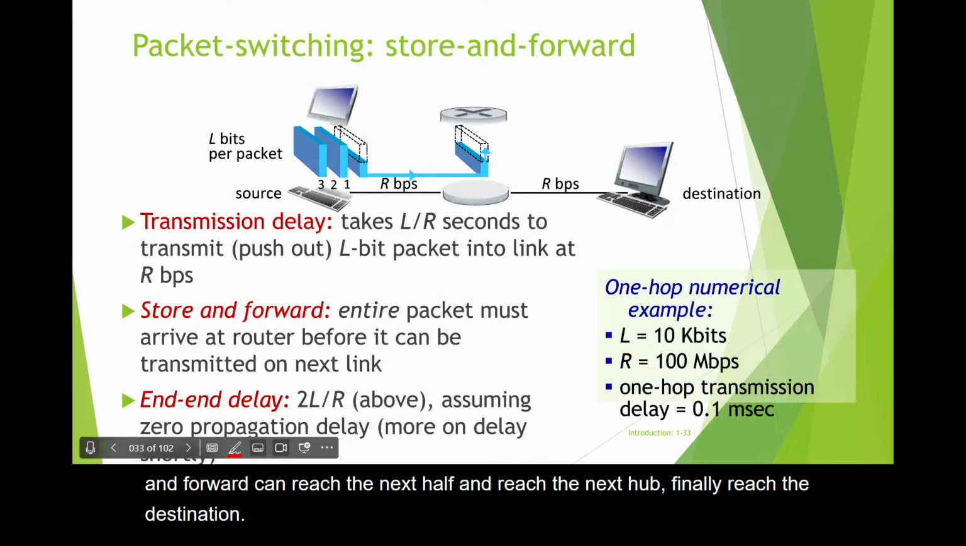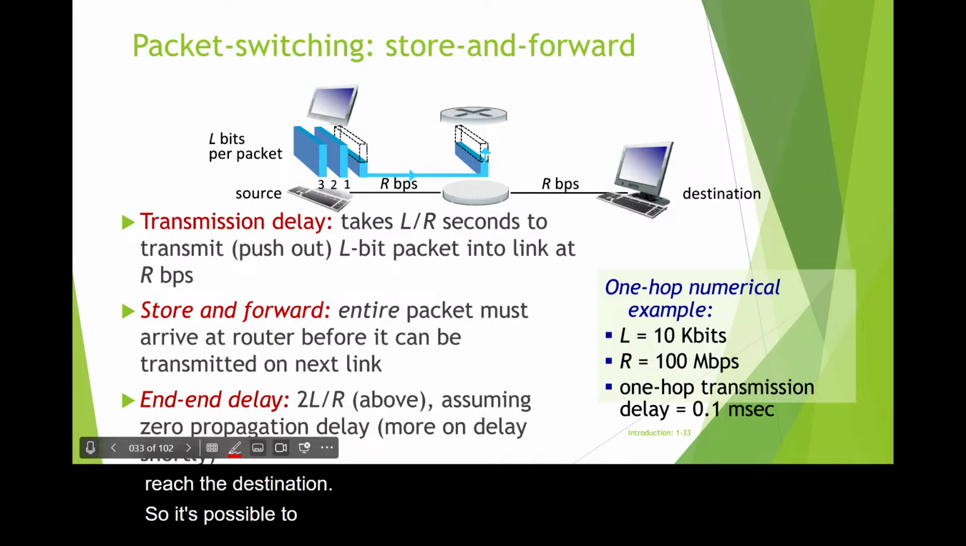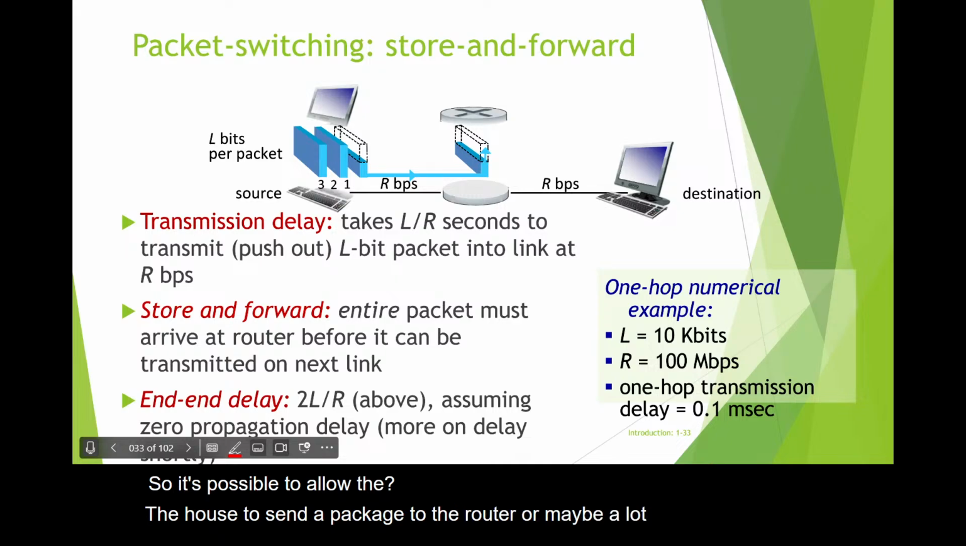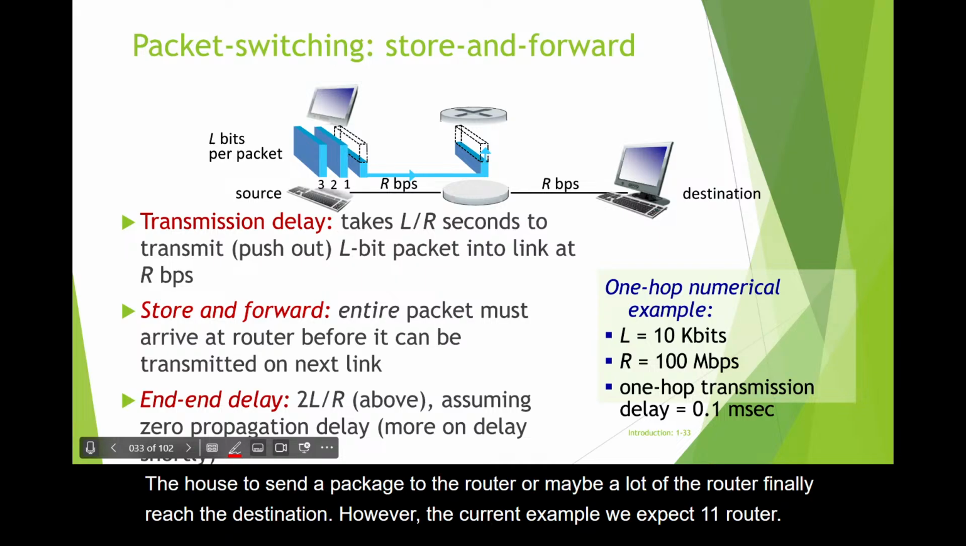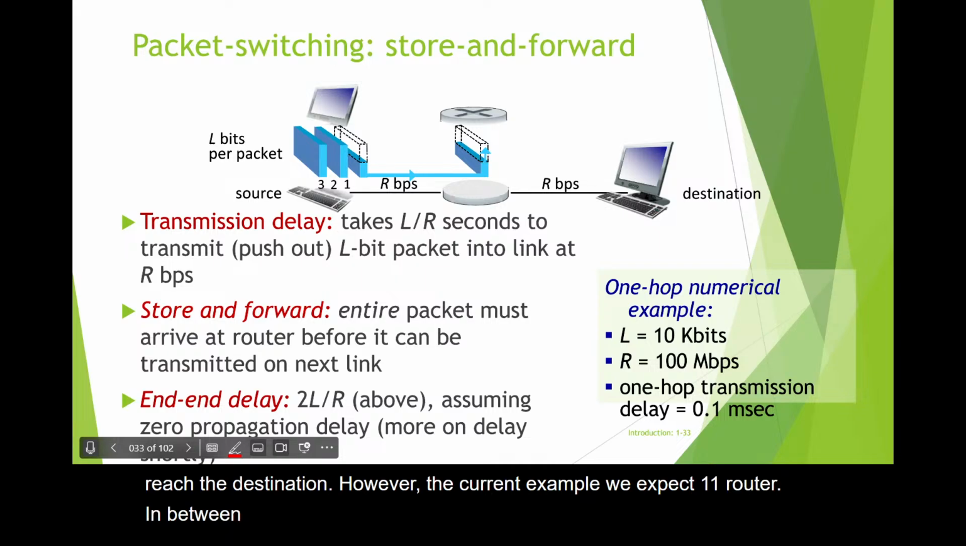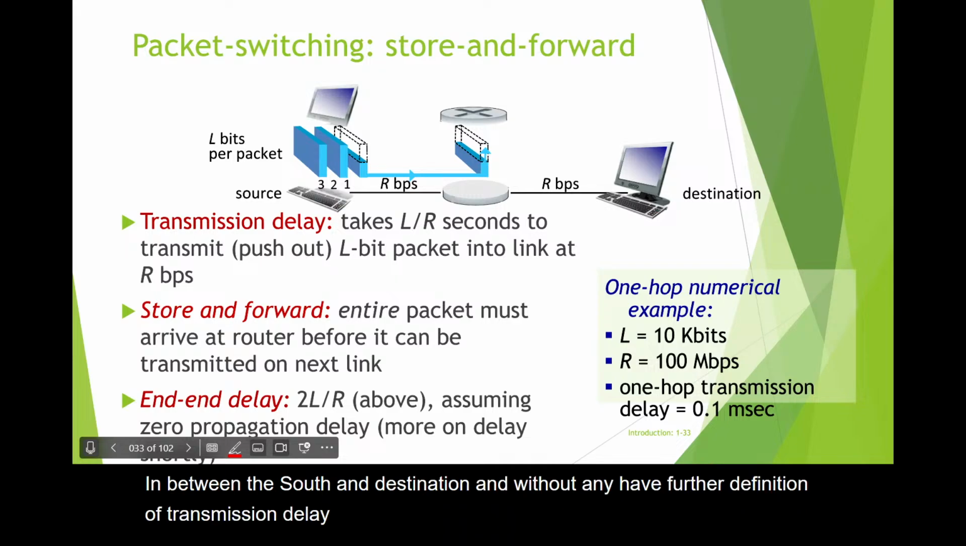So it's possible to allow the host to send a packet to the router, and then the router forwards it until it finally reaches the destination. However, in the current example, we expect one router in between the source and destination. And previously, we already had the definition of transmission delay, right? And for the transmission delay, we have a specific term.